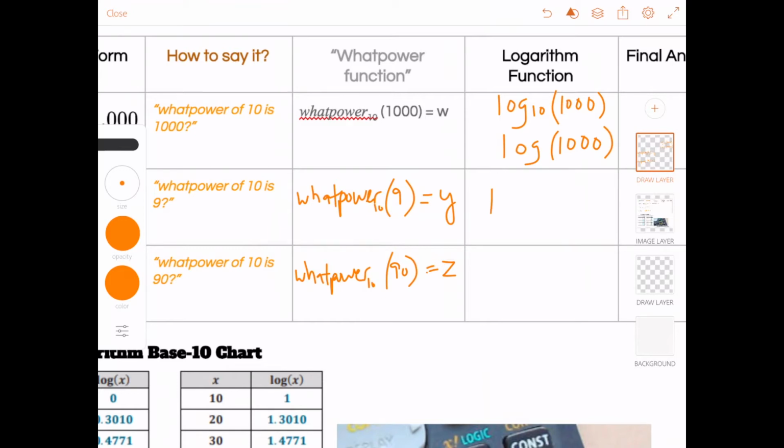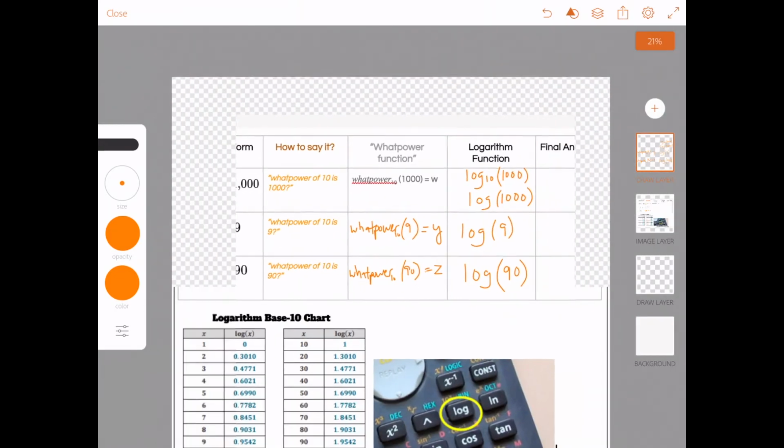And just continuing down, we're replacing what power with log. Remember, we don't need to write base 10 because we're working with the generic log. And we're just going to put 9 and 90 in these respective problems. And now we're going to find the final answers.